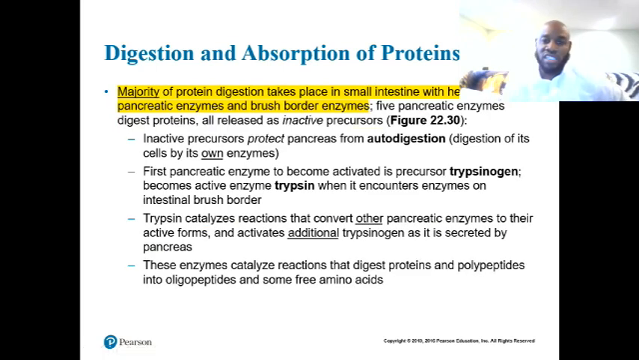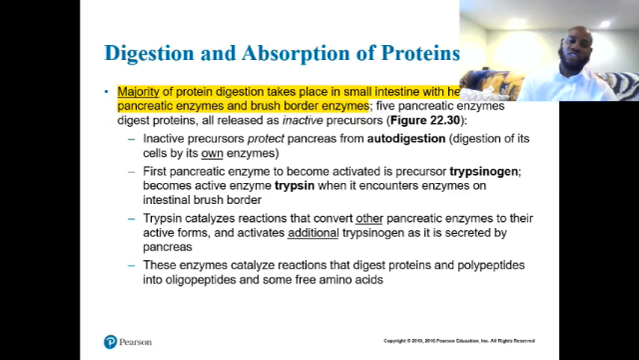The majority of protein digestion takes place in the small intestines with the help of your pancreatic enzymes and also your brush border enzymes. So, 5 pancreatic enzymes, all released as inactive precursors. The reason they're released as inactive precursors is to protect the pancreas from digesting itself. Remember, we're made up of proteins, so we don't want to digest our own bodies.